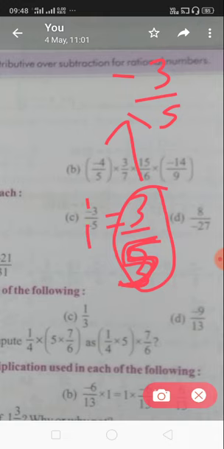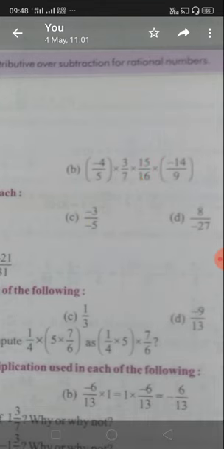Similarly in d here is written 8 upon minus 27, so what is its answer? Plus 8 upon 27. Why? Because in the denominator there is a minus sign, this you can take to the numerator, then it becomes minus 8 upon 27, and for minus 8 upon 27 you want to write its additive inverse, then you write plus 8 upon 27.